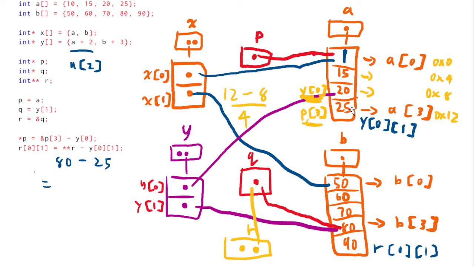So 80 minus 25. The answer will be 55. And don't forget, we need to set the value inside here. So our R01, which is initially 90, will become 55.